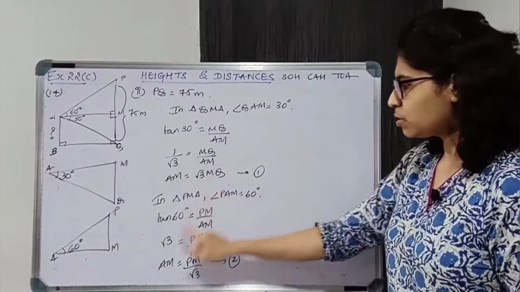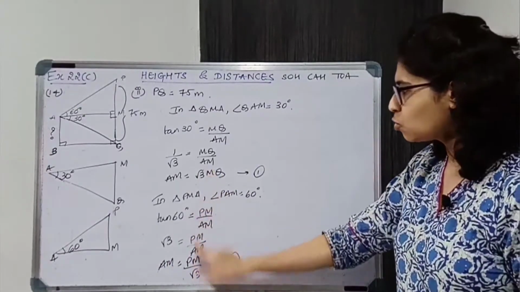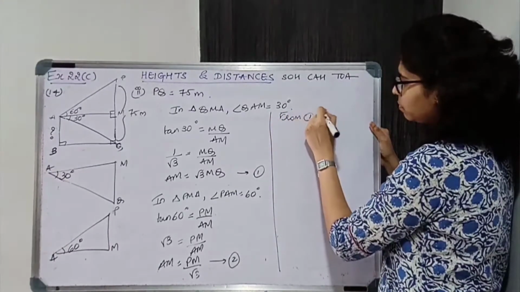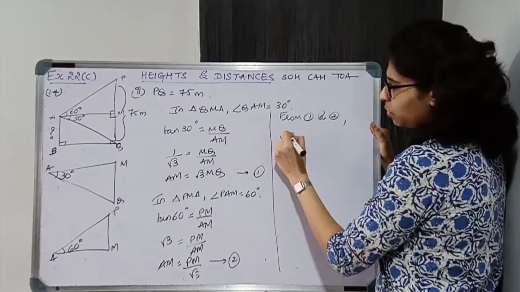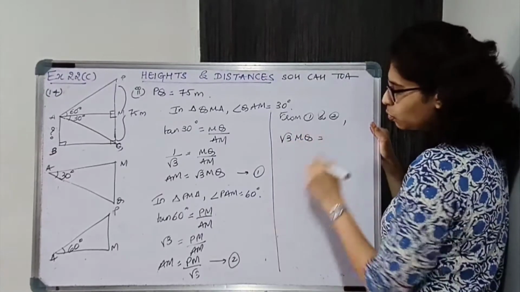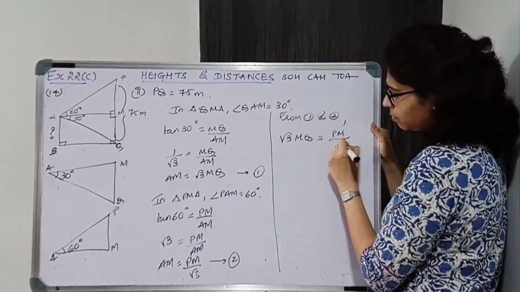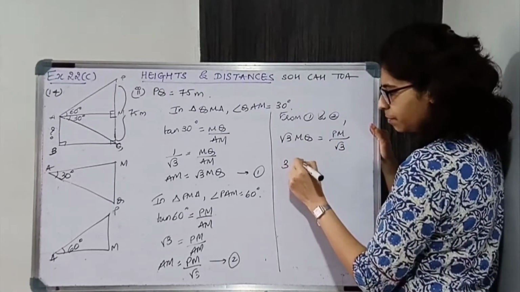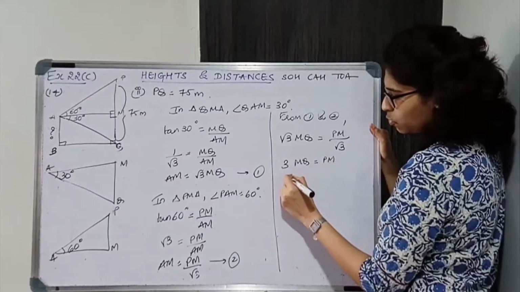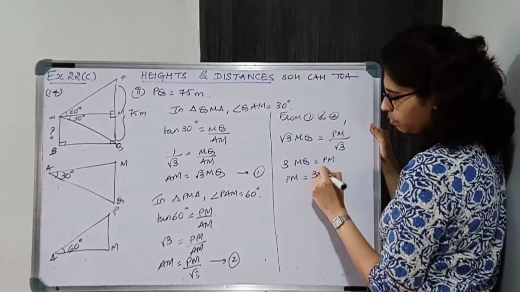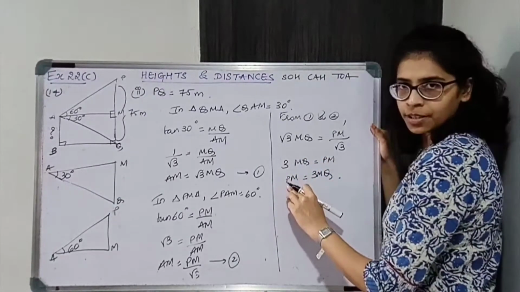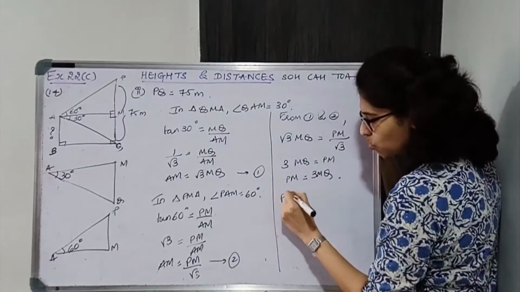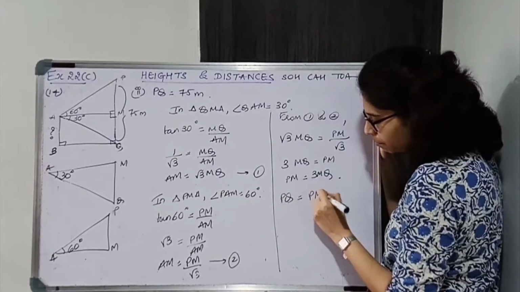Now AM is equal to this also, AM is equal to this also, so I can say these two are equal. So from 1 and 2, I can say √3 MQ is equal to PM upon √3. Okay, shift √3, so 3 हो जाएगा. √3 into √3, 3. MQ is equal to PM. So PM is equal to 3 MQ. This is important. Okay, now I'll consider PQ. PQ is what? It is PM plus MQ.